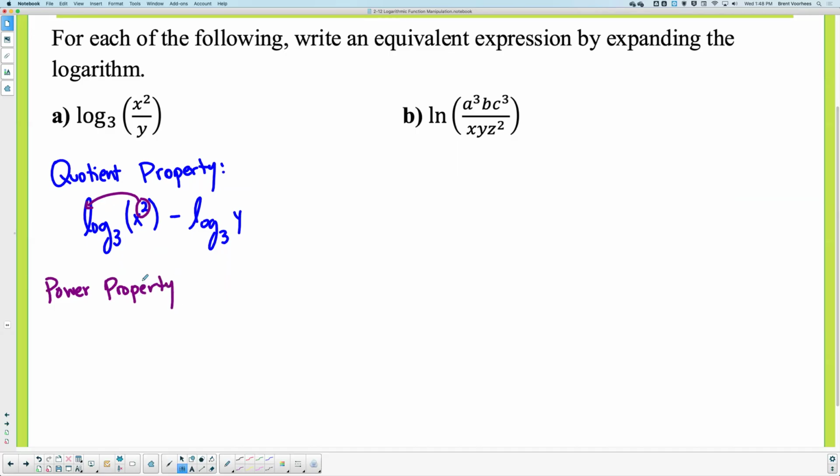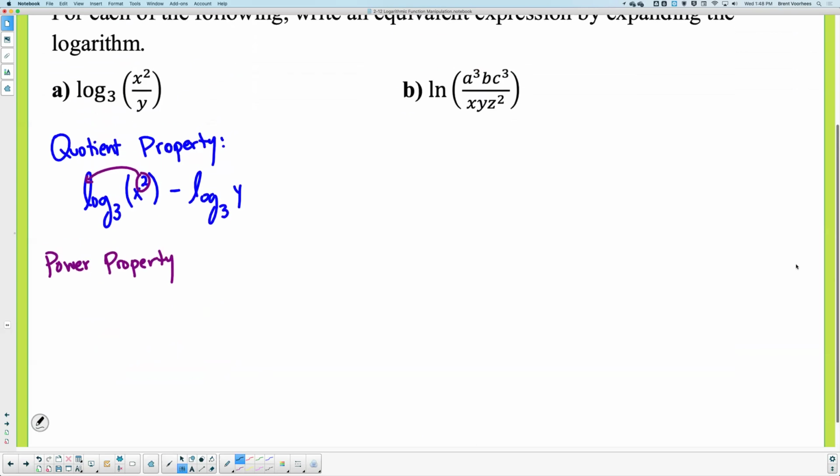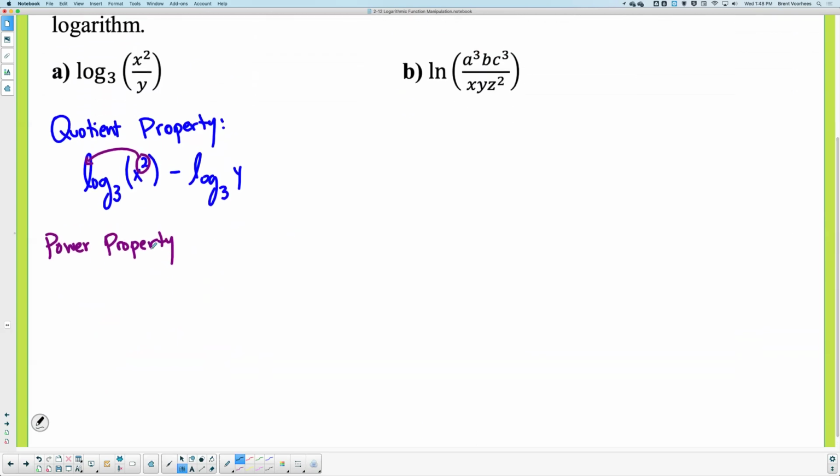The power property is where you basically break a rule. What am I saying? Are the y's supposed to be multiplying? No. So what I'm going to do here is power properties, when you break that rule, this 2 is going to multiply the log. You might notice I did not put a parenthesis around the x. That's because that term is now just an x. I'm going to leave it like that. That right there would be your answer. That's fully expanded.